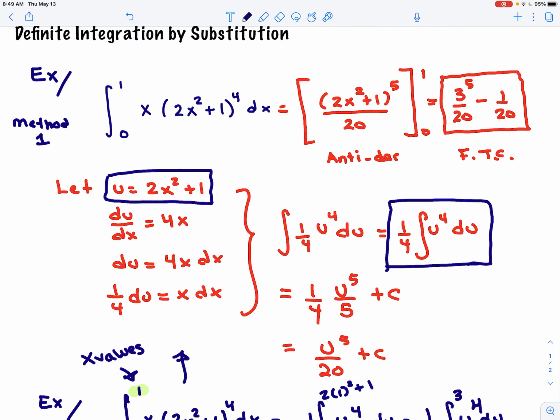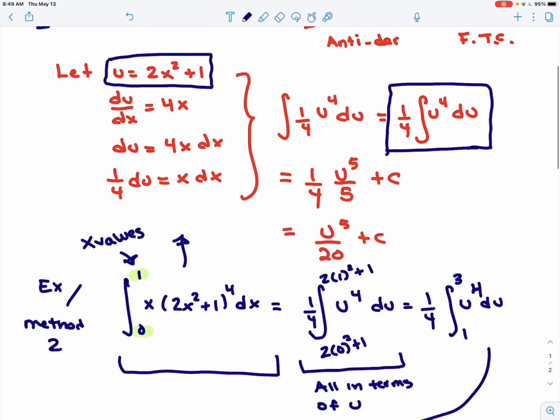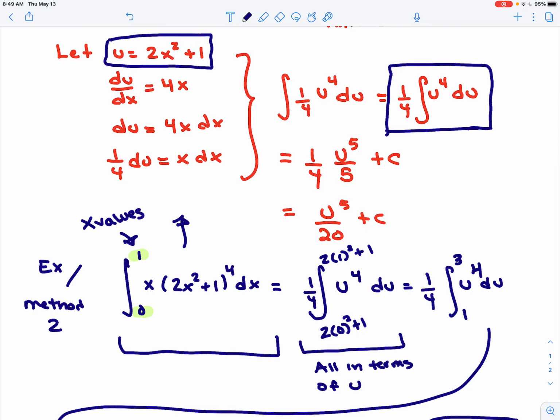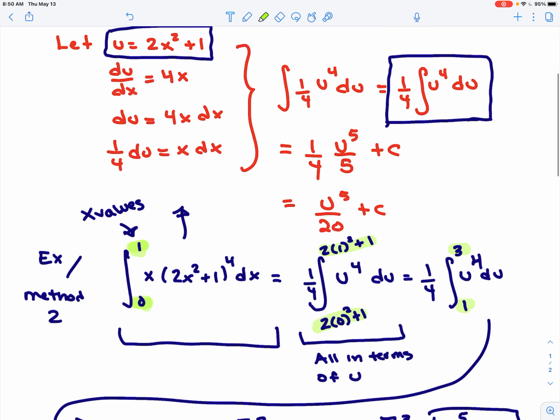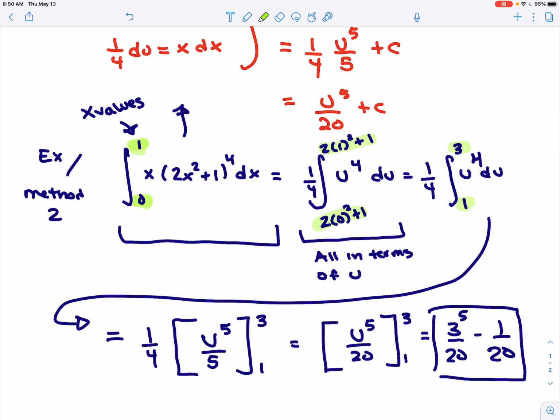So this might make more sense to you: to just find the answer, sub it back in terms of x, and then solve the question that way. And the tricky part with this is remembering to change these over to u values. And then you can just set the integrals equal to each other, and you don't actually have to sub back, and you can find the answer that way.